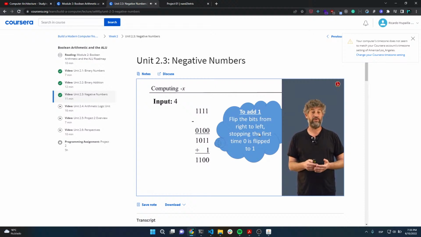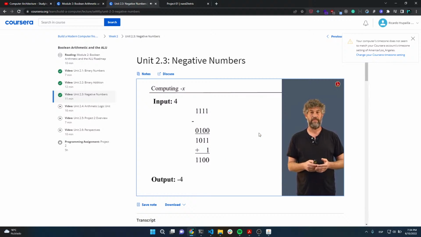And that is very simple hardware to build. You don't need to write a completely general addition circuitry, although you may. And we got our result.